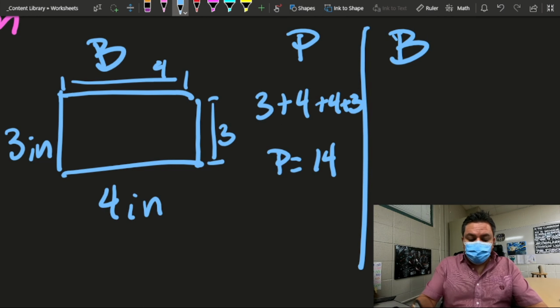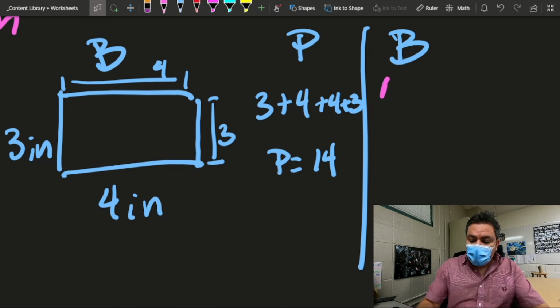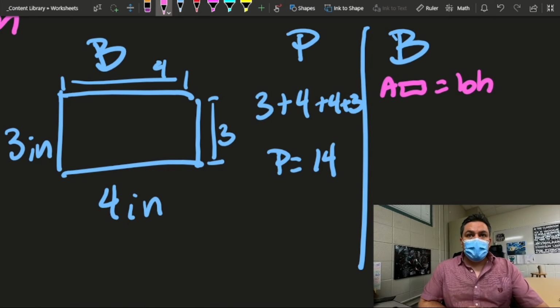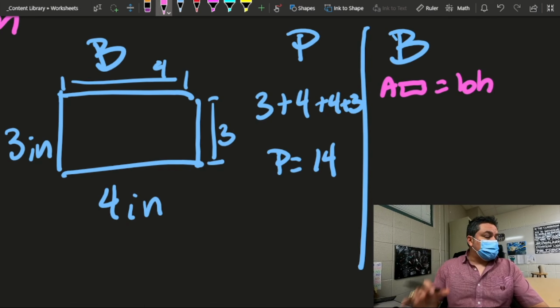Now for uppercase B, you're going to have to find the area for this. This case is a rectangle. The formula is base times height. And this is what causes the confusion. The H. So that's why if we're dealing with only the base by itself, there cannot be any confusion.